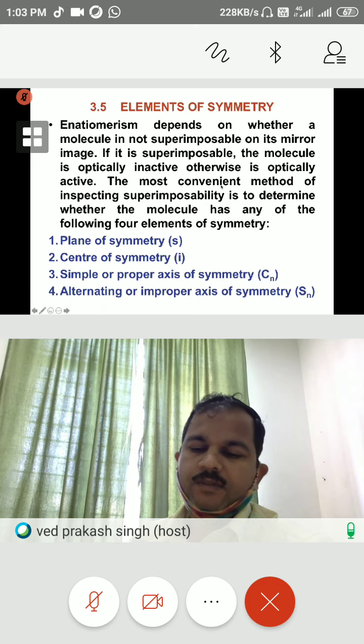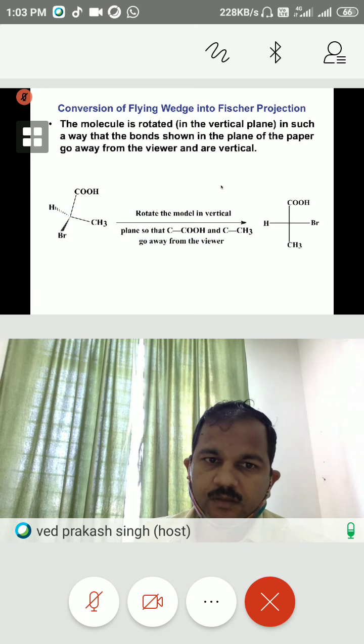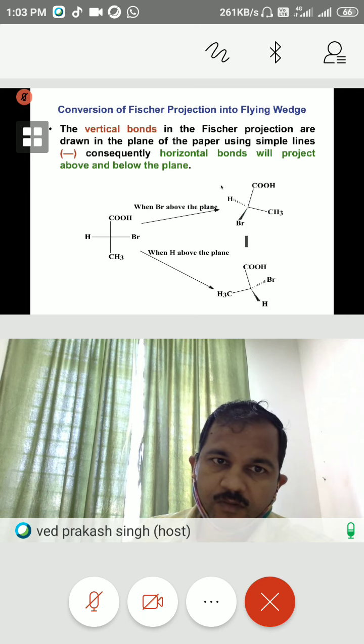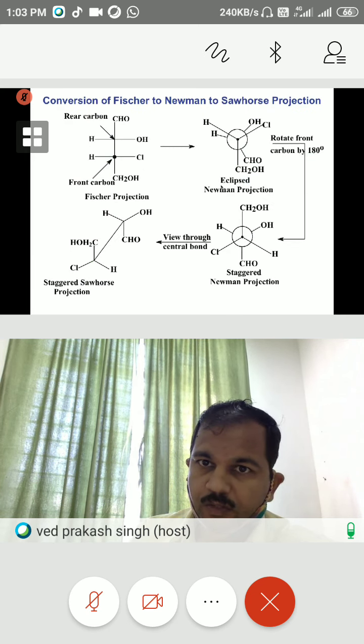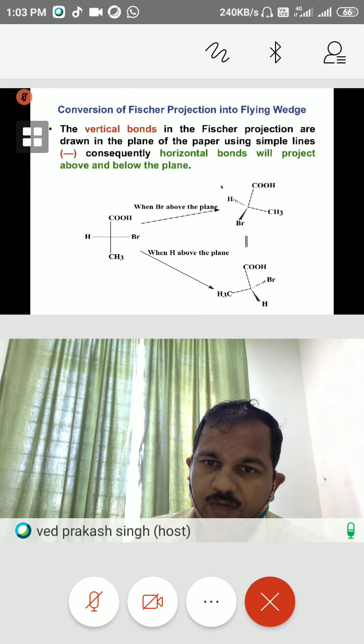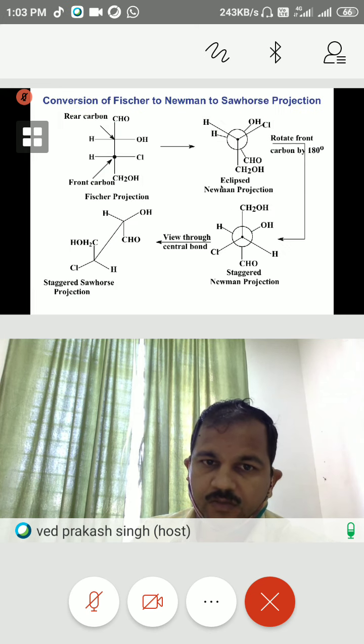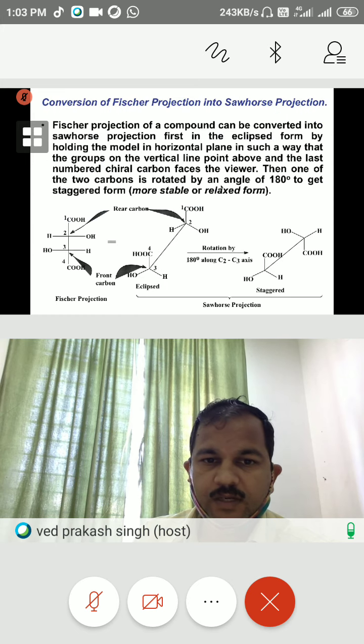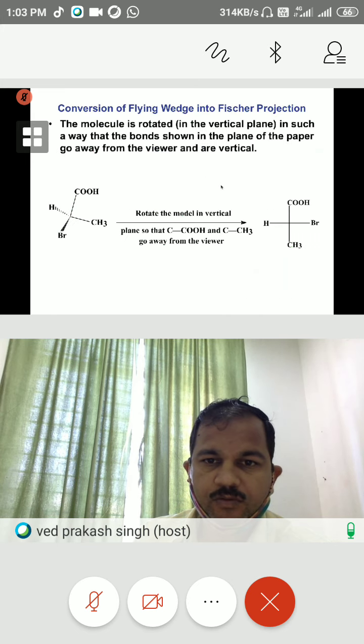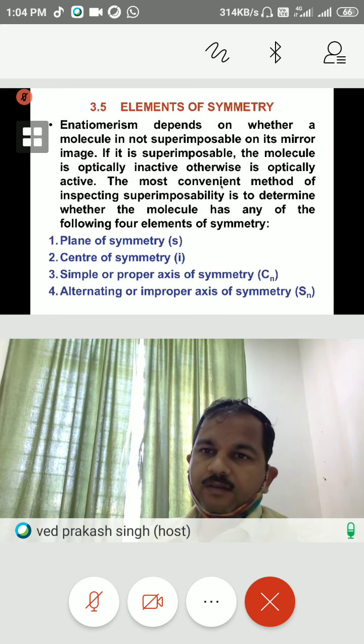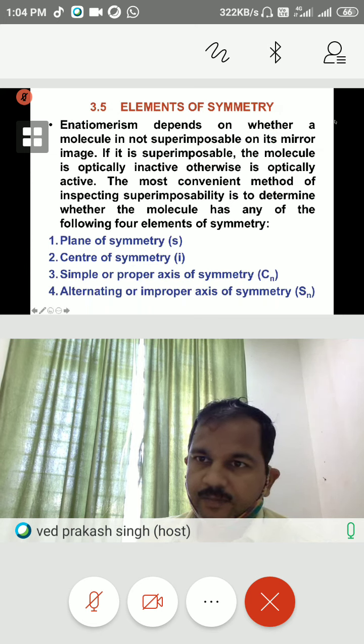So yesterday we discussed up to this point the interconversion from Fischer to Newman to sawhorse to flying wedge projections and all. You should do practice here, then you will understand better how to do it. Okay, a little bit we will see.